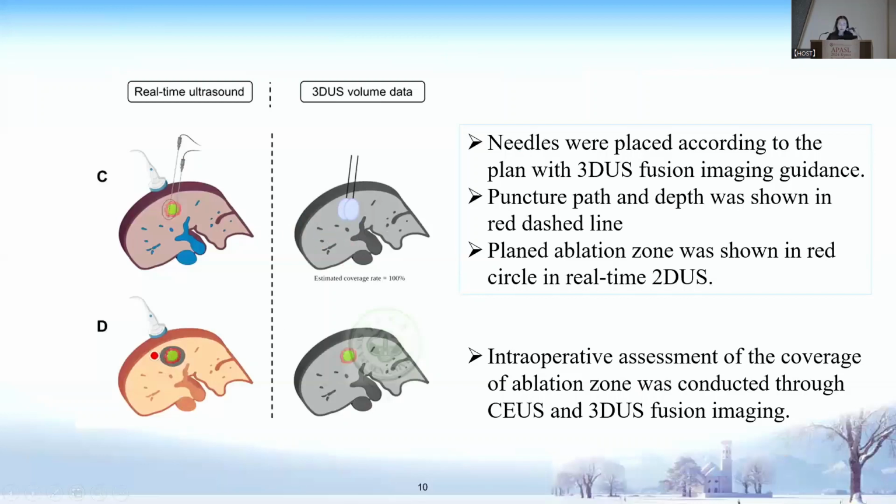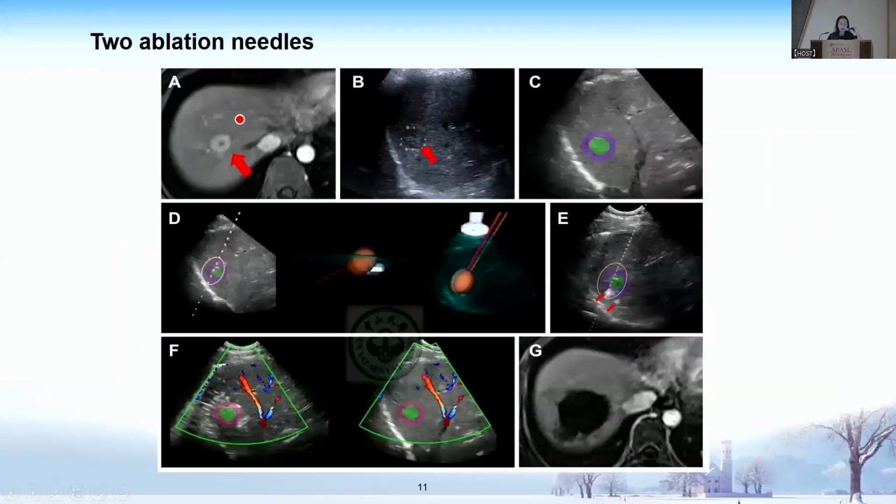Intraoperatively, we can monitor and assess the coverage of the ablation zone through the contrast ultrasound and the 3D fusion image. This is one of our cases: the tumor 3D data, segmenting the tumor and the safety margin, and we can simulate needle plans and the coverage of the tumor ablation area, and then we perform the ablation, and after that we assess the efficacy.